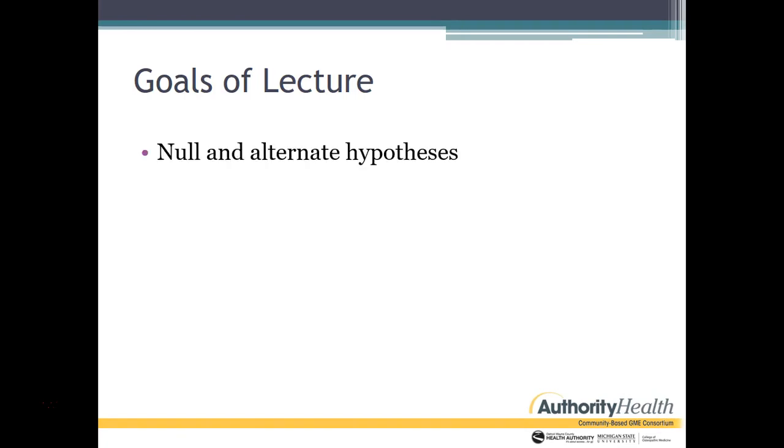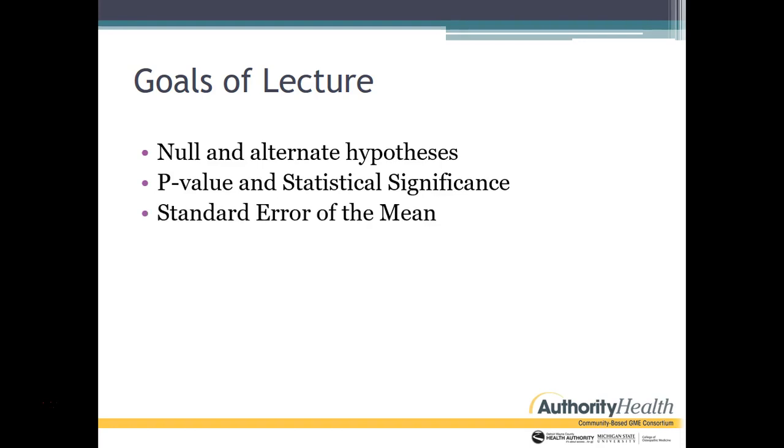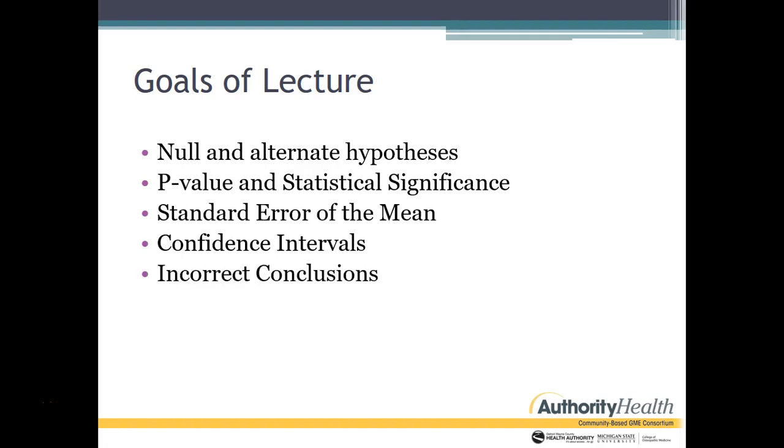So the goals of the lecture, what are we going to review today? The null and alternate hypotheses, p-value and statistical significance, standard error of the mean, confidence intervals, incorrect conclusions, and power. Now I know you guys are probably wary of this lecture, but I think it'll be good for you to understand all of these concepts so you can understand what you're reading in the literature.